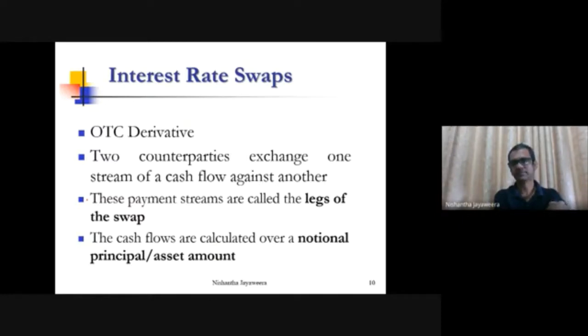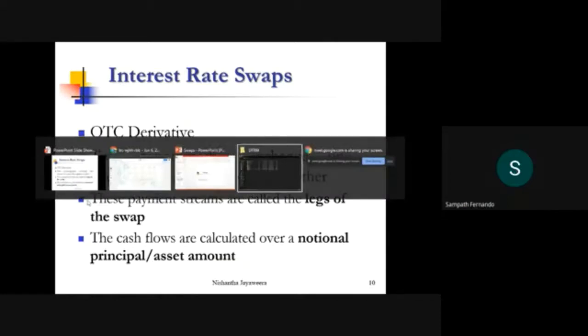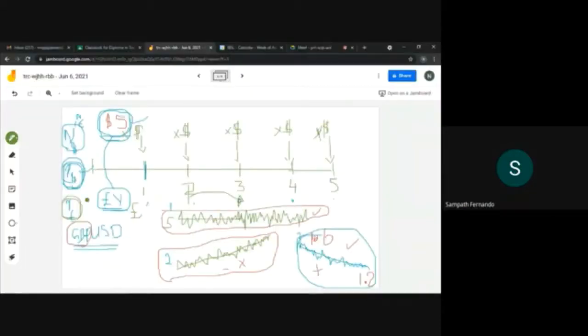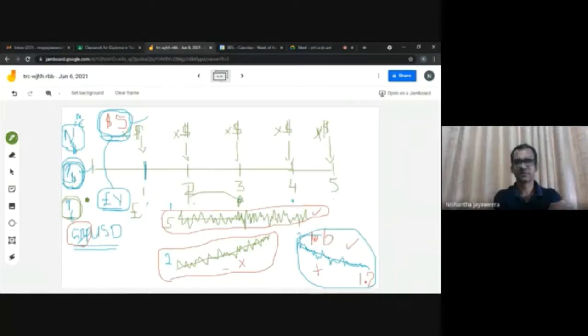Is it clear? Yeah. Are there any instances where we agree on a floating rate? Yes. That's why in the market you can do that floating, as I mentioned.